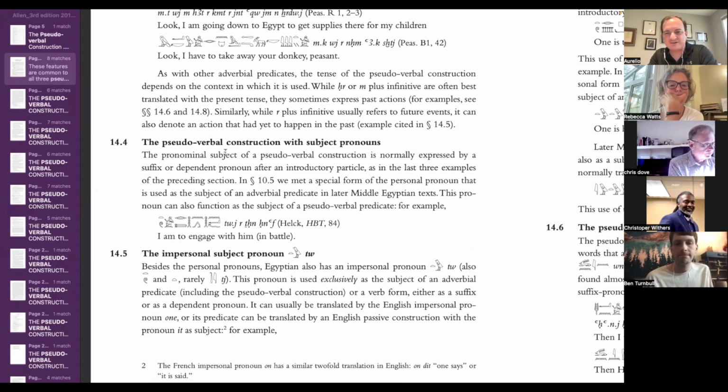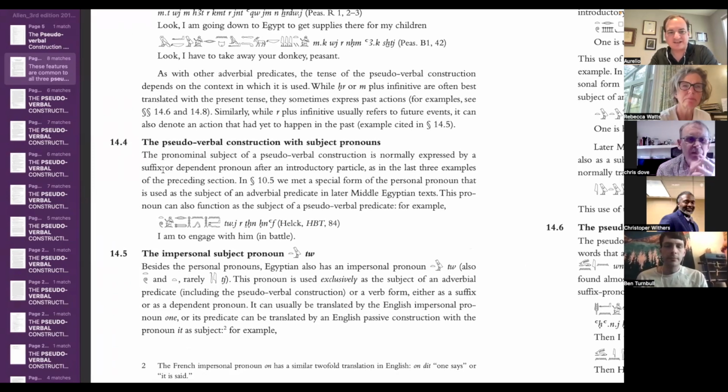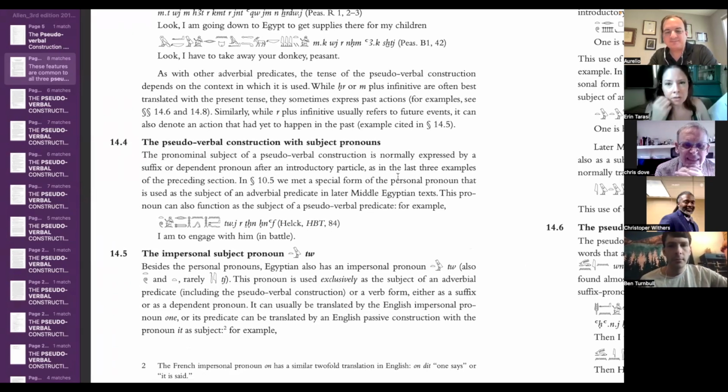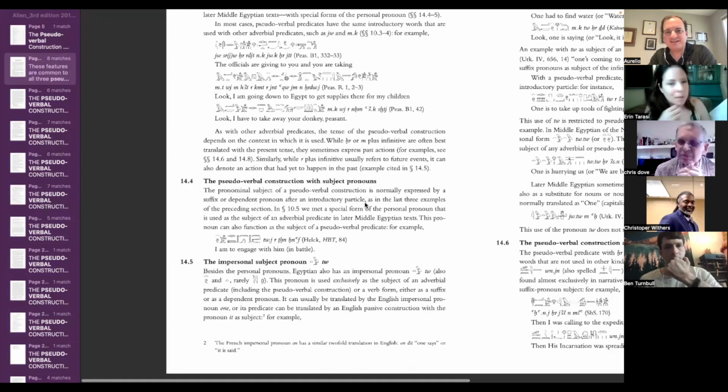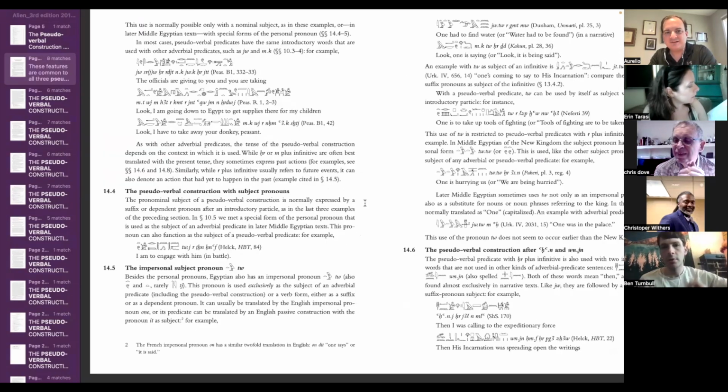So here's Alan on the topic, third edition. Pseudo-verbal, so that's our Herde plus infinitive construction, normally expressed by a suffix. Sure, if it's after the dependent pronoun, that's what we're talking about, after an introductory particle. And sorry, Chris, I looked up that example you're talking about. It's actually UE hermach.